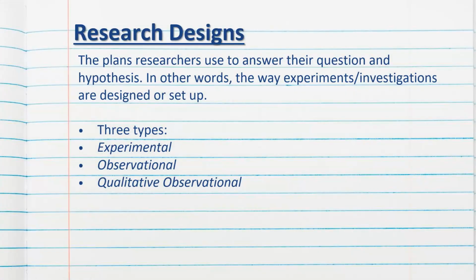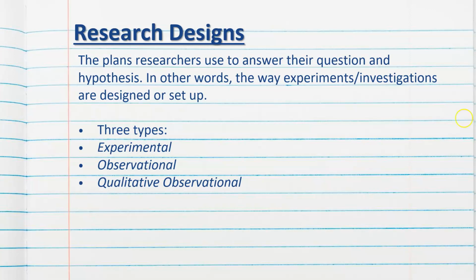Okay, so broadly defined, research designs are the plans researchers use to answer their question and hypothesis. So in other words, the way experiments and investigations are designed or set up. Depending on what we're trying to find out or investigate will depend on what design we should use. So for certain experiments, it's more appropriate to use an experimental design, whereas for other questions or other hypotheses, it's better to use observational or qualitative. So it really does depend on the hypothesis or question being asked as to what design we use.